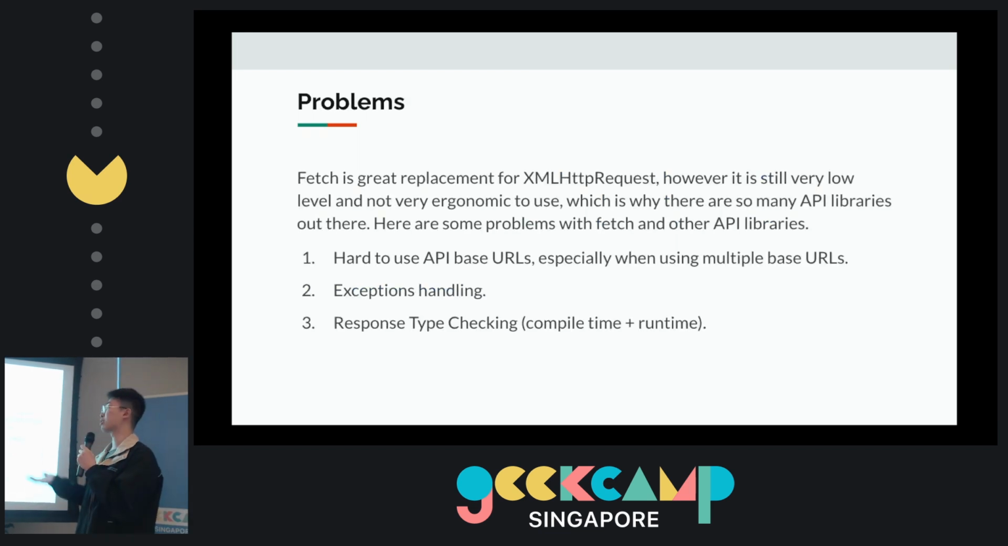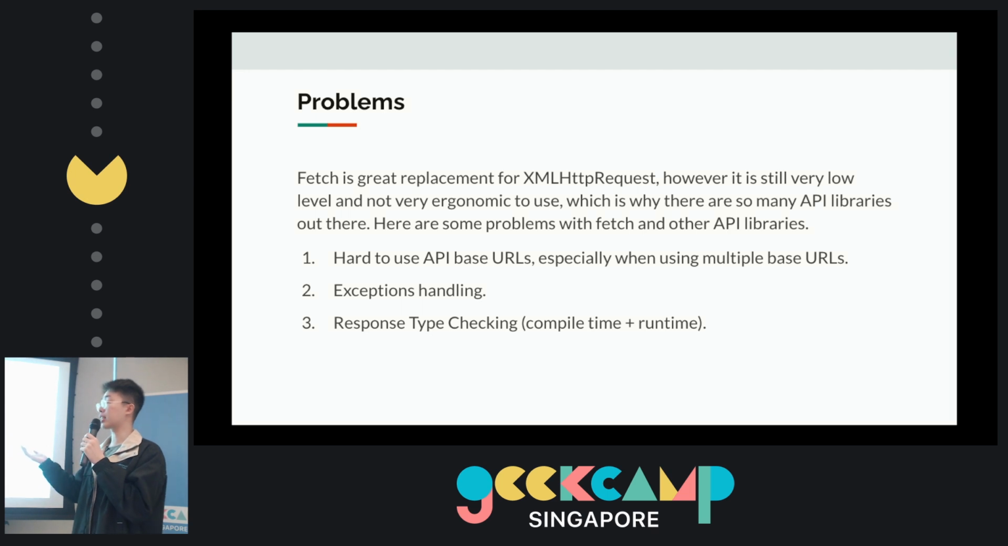The problem with Fetch is that although it's a great replacement from the old days of XMLHttpRequest, which was just horrible, now there's a new one which is better, but it still can be improved. These are the three main problems that we still face today that I want to tackle with my library. The first problem is that it's hard to use API base URLs, especially when you have multiple of them. For example, if you have version 1 of an API, version 2, version 3, or different other base APIs, let's say, if you are not using an API gateway, you have your billing API, your usage API, and whatnot. That's a bit hard to use with what we have right now.